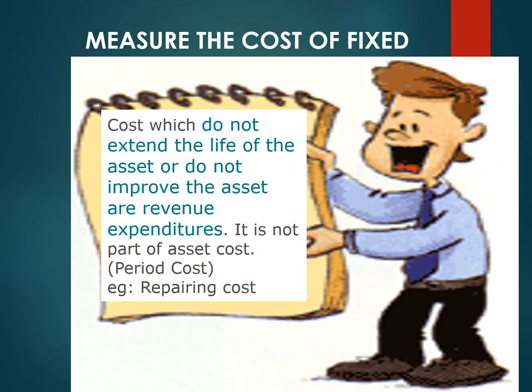Okay. In this slide, it shows that we have to identify the revenue expenditures and capital expenditures, because revenue expenditures will not extend the life of the asset or do not improve the asset, but the capital expenditure is the other way around. Okay, so revenue expenditure is not part of asset cost, or we can call it a period cost. Example is repairing cost.